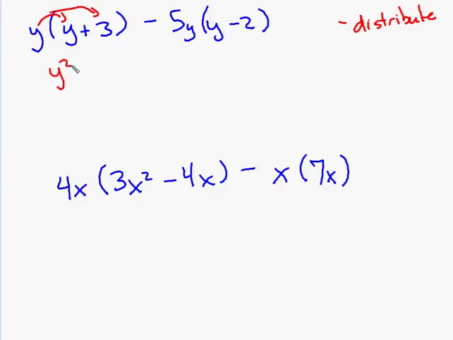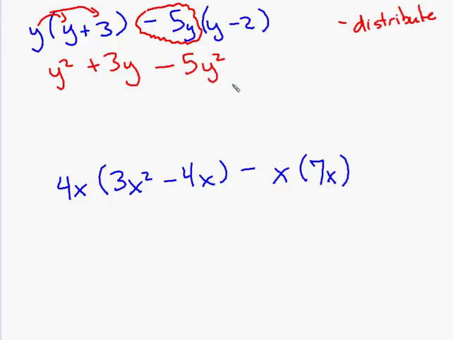Y squared. Plus 3y. Anyone lost on that? Now the tricky thing here is I need to take this negative with this 5. When I distribute that, what do I get? Meredith, first term. Negative 5 y squared. Good.